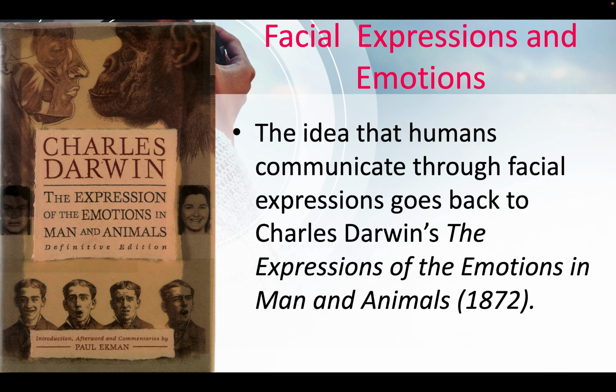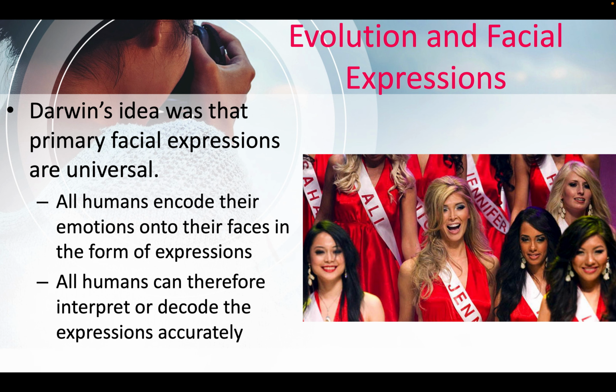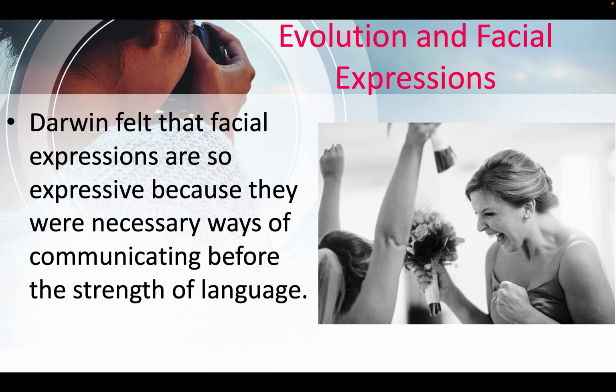The idea that humans communicate through facial expressions goes back to Charles Darwin's The Expression of the Emotions in Man and Animals, a book written in 1872. This is a modern example of it. Darwin's idea was that primary facial expressions are universal. All humans encode their emotions onto their faces in the form of expressions. All humans can therefore interpret or decode the expressions accurately.